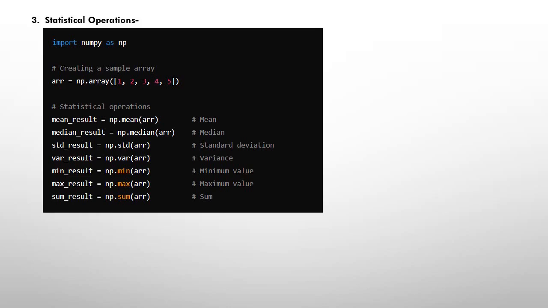So np.mean here will give us the mean of the array, and then similarly we have different functions like median, std that will give us standard deviation, np.var giving us the variance, np.min, np.max that will give us the minimum and maximum value in the array, and np.sum which will give us the sum of all elements in the array.